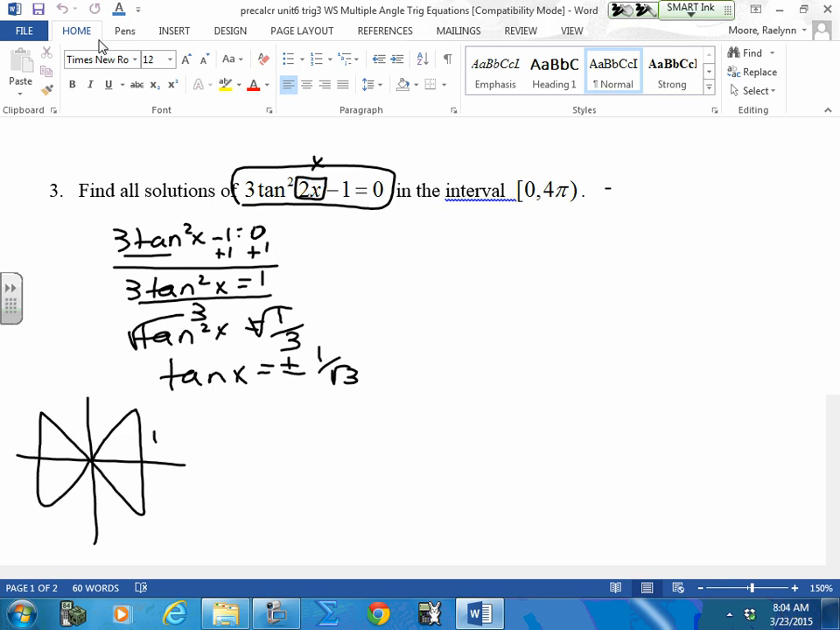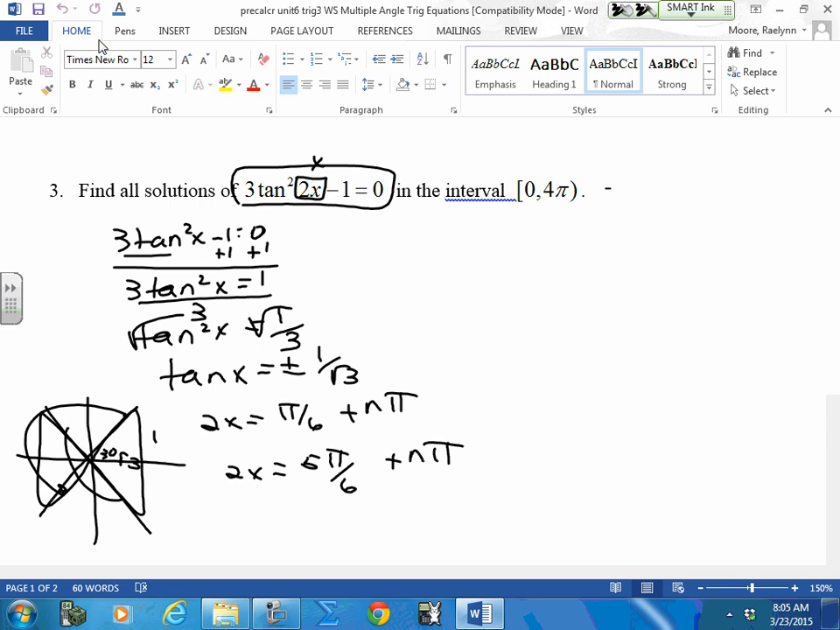Tangent, y over x. What angle is this reference angle? 30. So, I've got, and I'm going to put the 2 back here, pi over 6. We've got 5 pi over 6. Is it okay with you guys if I just do this and do the n pi? This angle will give me this one. And this angle will give me this one. Where n is any integer. Okay, so far?